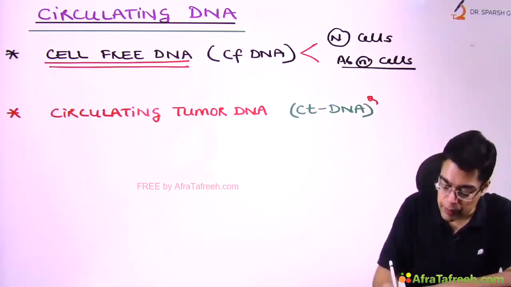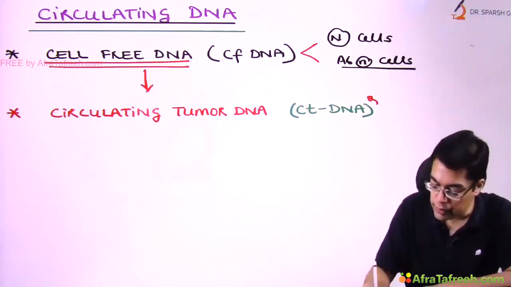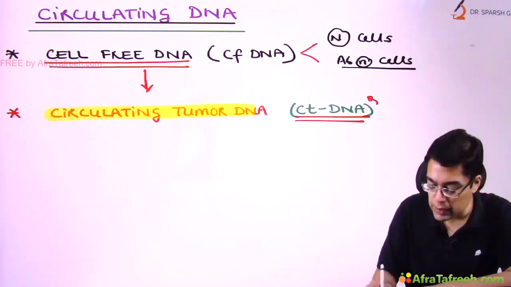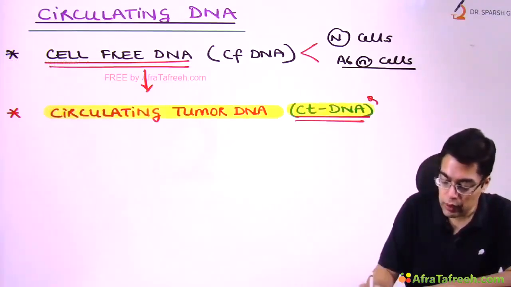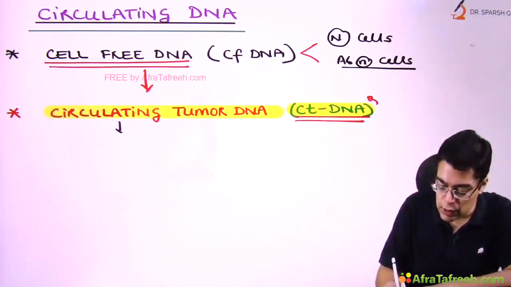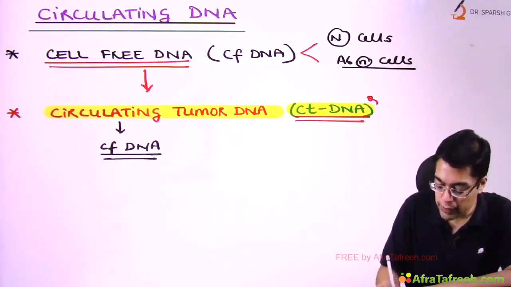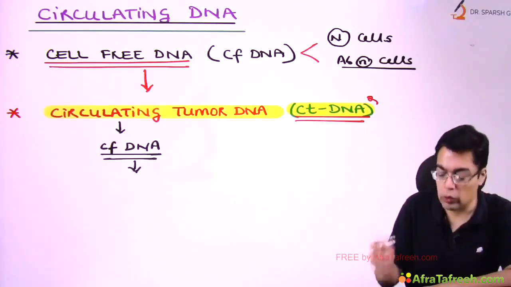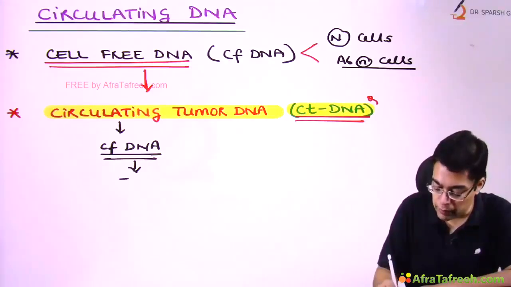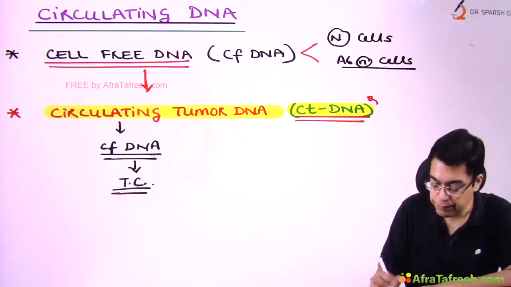One of the special subtypes of cell-free DNA that we need to have an idea about is given the name of ctDNA. Whenever we are talking about ctDNA, ct stands for circulating tumor DNA, and I want you to understand certain basic concepts here. ctDNA is a special subtype of cfDNA or cell-free DNA. Why do I say so? Because this is an example of a circulating or cell-free DNA which is secreted by the tumor cells themselves.